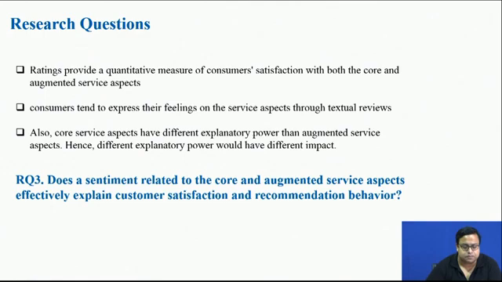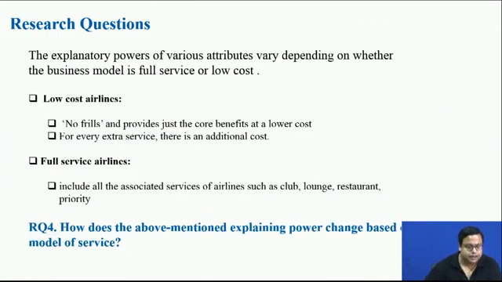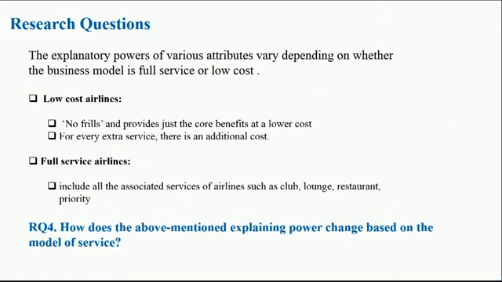So, consumers tend to express their feelings on the service aspects in textual reviews. Also, core service aspects have different explanatory power than augmented service aspects. So, core and augmented might be different, we have to deal with that. The last research question is whether this can also be used in a predictive model. So, how does the above mentioned explanatory power change based on the model of the service?